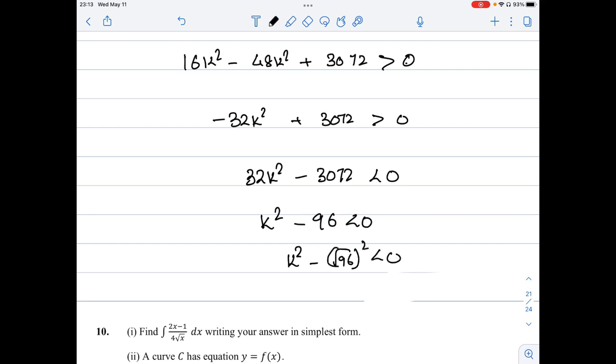So we can write that k lies between negative square root 96 and positive square root 96. Square root 96 is 4 root 6. So k lies between negative 4 root 6 and positive 4 root 6. That's going to be the answer.